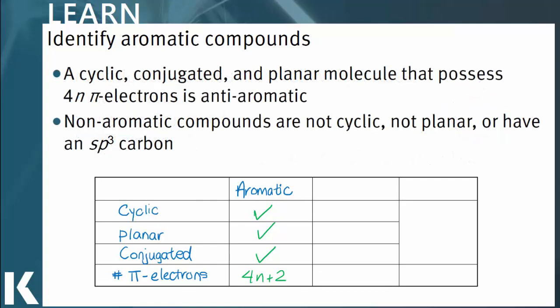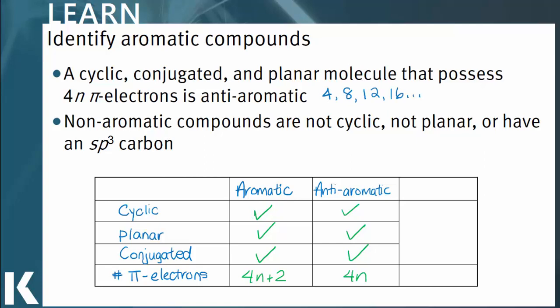There exists a very small subset of compounds that appear to be aromatic but have one special difference that contributes drastically to its stability compared to aromatic compounds, and that is anti-aromatic compounds. Anti-aromatic compounds are cyclic, planar, and conjugated but have a different number of pi electrons. They follow 4n, where n equals a positive integer. So anti-aromatic compounds will have 4, 8, 12, 16, and so on pi electrons.